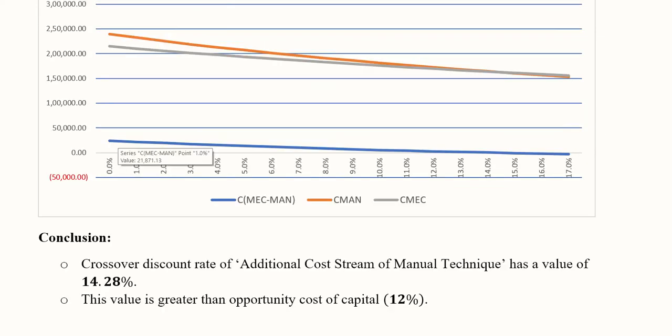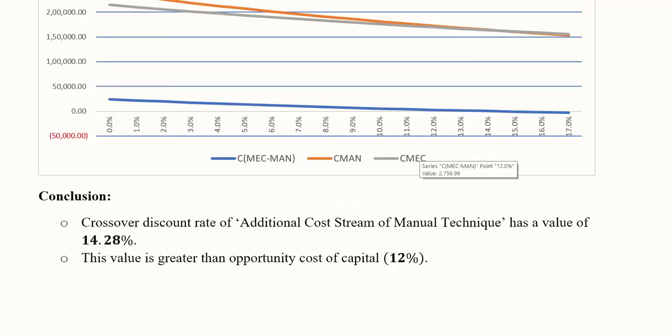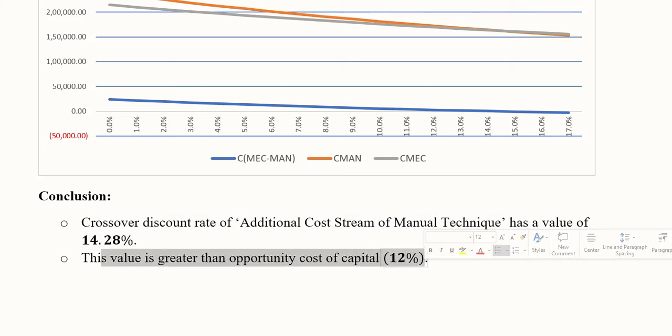This is the line that shows the stream of the differential stream, and here it is intersecting the x-axis, that is, it is equal to 0 somewhere at 14.28%. So it is also verifying what we have calculated. So these are the findings, that the crossover discount rate of the additional cost stream of manual technique has a value of this. This value is greater than the opportunity cost of capital, that is 12%.